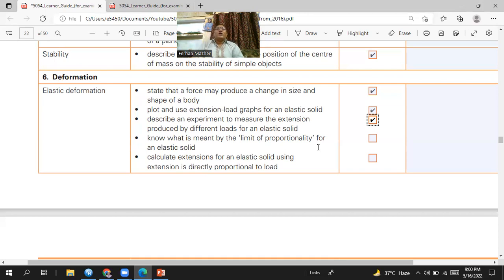In this way, you hang known loads and you note down the length, and by using that formula, extension is equal to stretched length minus the unstretched length. And then you plot the graph. On the y-axis you take extension, on the x-axis you take load, and by plotting the points you will be able to draw the extension load graph. And I have told you that normally the extension load graph is a straight line which passes through the origin.